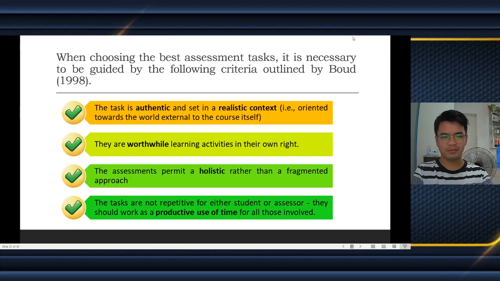No, it should be that the task is authentic and set in a realistic context, the very essence of authentic assessment. They are worthwhile learning activities in their own right, so they should be interesting to our students. They will not feel any disappointment or second thoughts about doing the activity because they feel like, oh, maganda tong activity na to, dapat kong ginagawa itong ginagawa ko. Okay, the assessment permits a holistic rather than a fragmented approach.